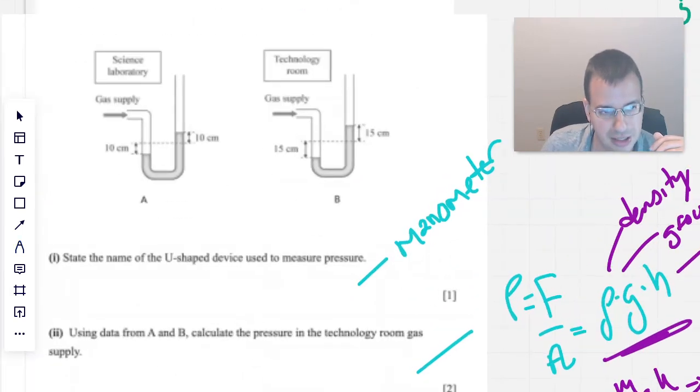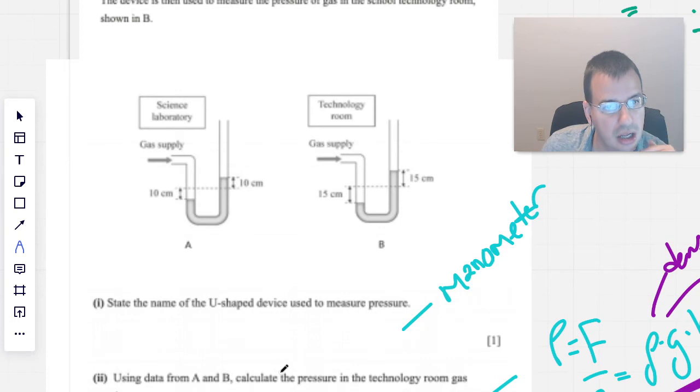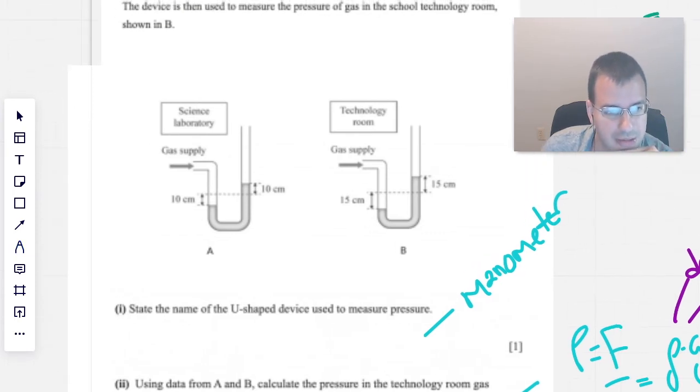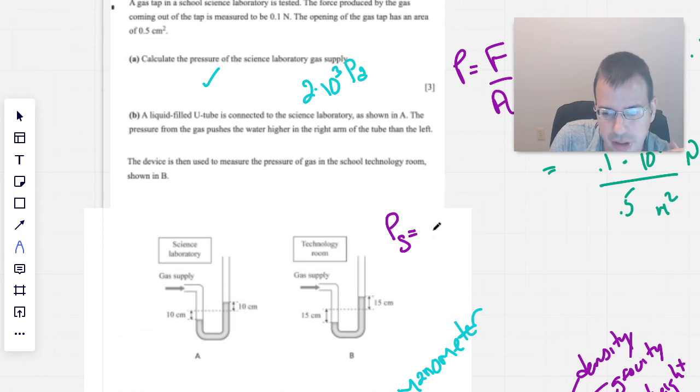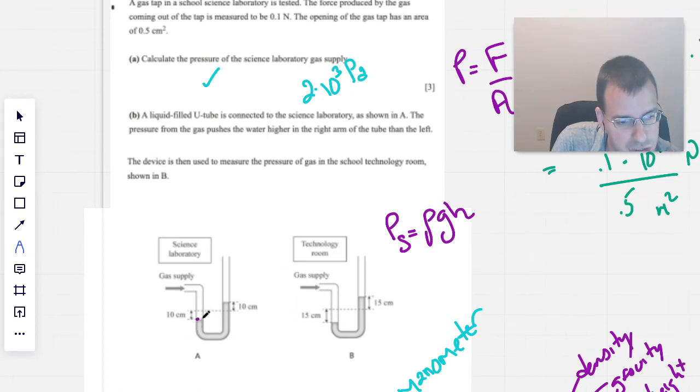And so looking at this, using the data from A and B, calculate the pressure in the technology room gas supply. So we're given the one in the science room. Okay, so the pressure in the science room is going to be rho g h. So this h here is from the top.